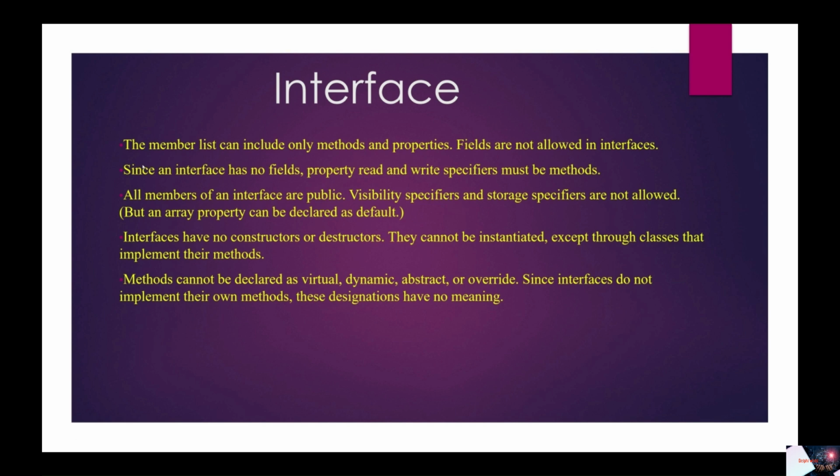Member list can include only methods and properties, because fields are not allowed in the interface. Since the interface has no fields, property read and write specifiers must be methods. So through read and write, only through methods can we get it. All members of an interface are public. Visibility specifiers and storage specifiers are not allowed.